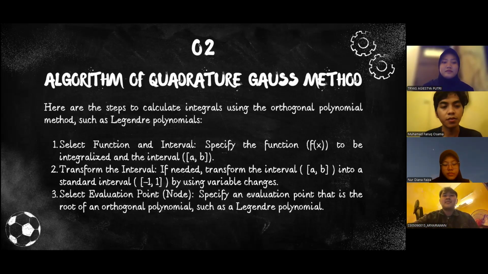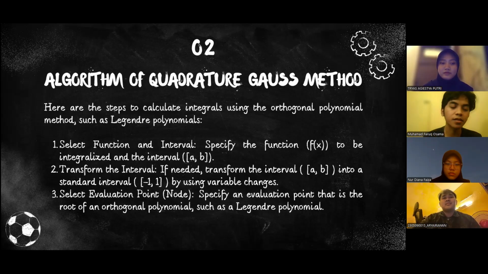Here, I will explain the algorithm of the Gauss quadrature method. So the first step, we have to select the function and interval: specify the function f(x) to be integrated and the interval a and b. Then transform the interval. If needed, transform the interval a, b into the standard interval -1 to 1 by using a change of variables. Then step 3 is to select the evaluation points or nodes.